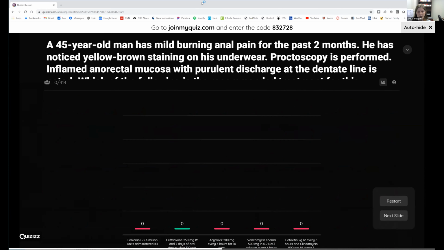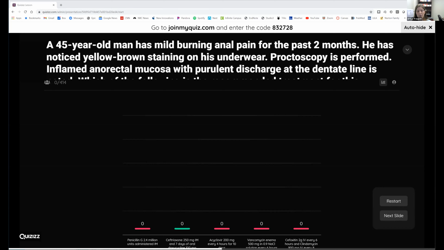So in this case, the correct answer is ceftriaxone and doxycycline. And really the point of this question is whether you can recognize symptoms associated with different types of anorectic infections. In this case, the description is most consistent with gonococcal proctitis.